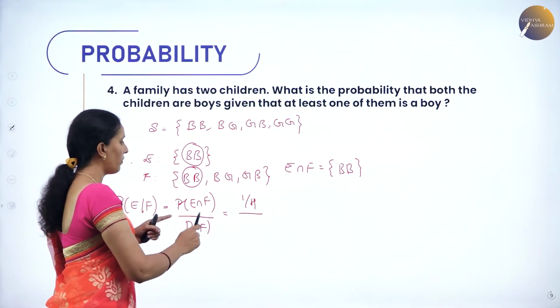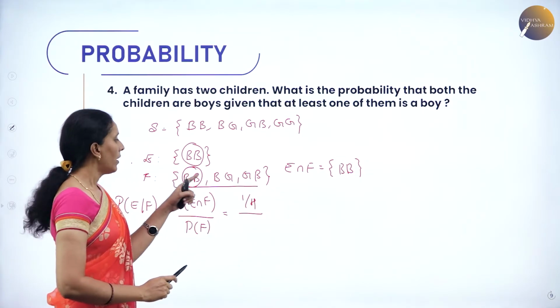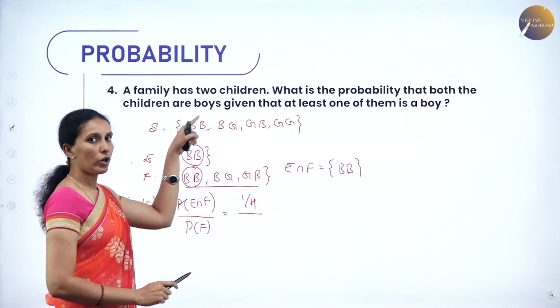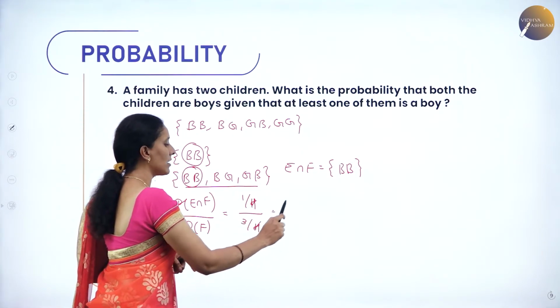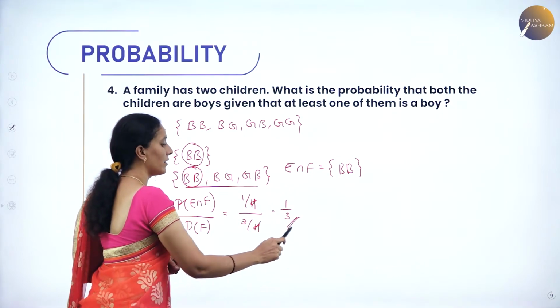And the probability of F: we have 3 outcomes, so the probability is 3 over the total outcomes, that is 3 by 4. Hence the 4 gets cancelled, and the value is 1 by 3.